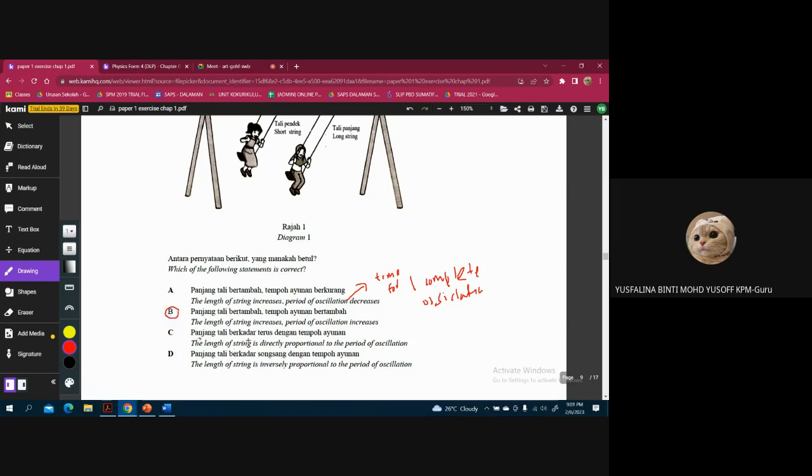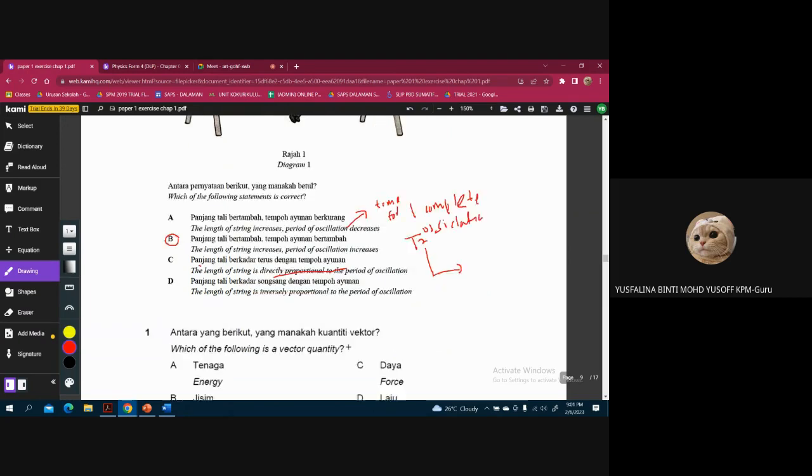Okay, this one is not directly proportional. If you want to get the graph directly proportional, you have to find t square, right? When we draw the graph, we put t square. We don't use t. If t, you got a curved graph. So the answer is B. In order for it to change to a straight line graph, you need to put t square, not just t. Okay, so the answer is B.